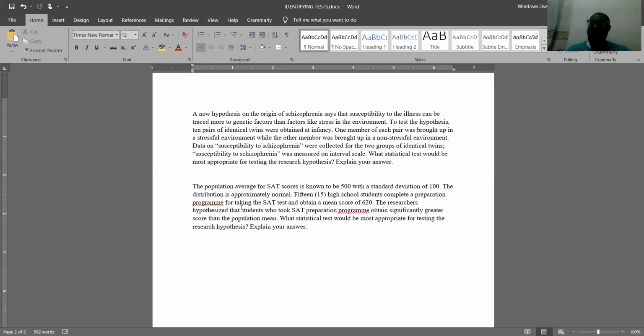So in justifying, you first emphasize that from the question, they are comparing a sample to a population. Also, the population mean and the population standard deviation have been provided in the question. Then again, performance in SAT is measured on at least interval scale. Hence, the appropriate test to use is z-test. So that's how you identify parametric and non-parametric tests in a given question.